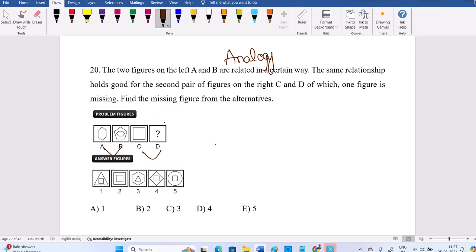Superb. See, this is a hexagon, 6 sides. Then you have 5 inside 6. 5 is there inside 6. This is 4 sides. So 4 should be inside 3. So that's there in the first option. Super. So with this, reasoning one side of the paper is completed.